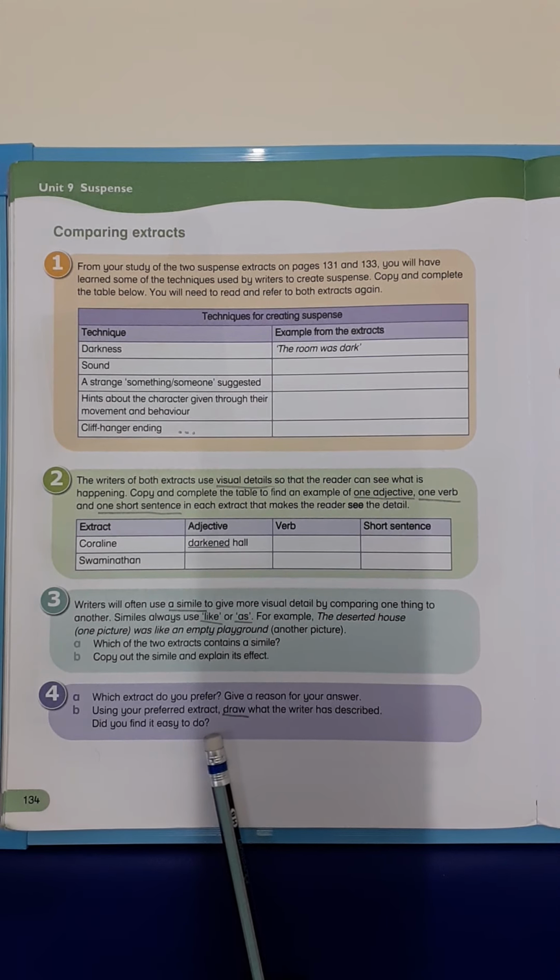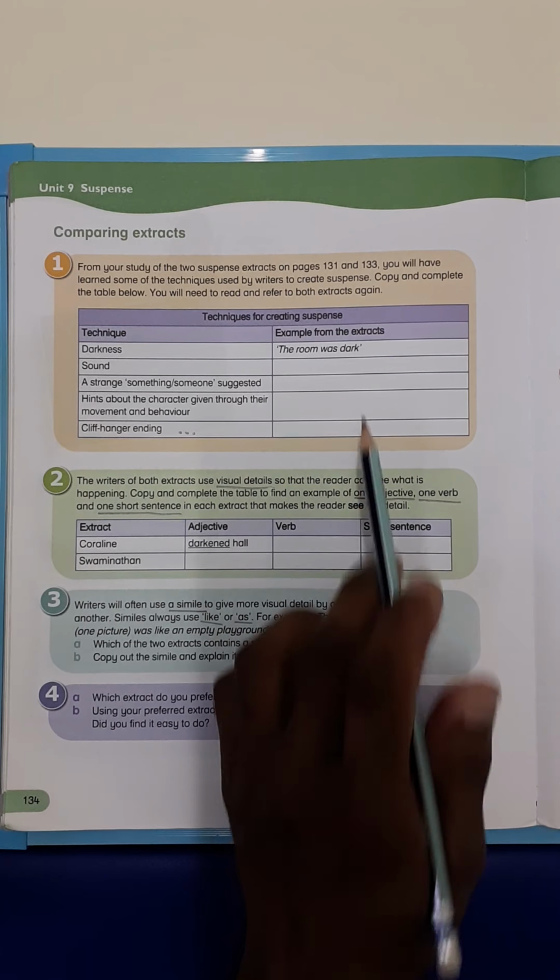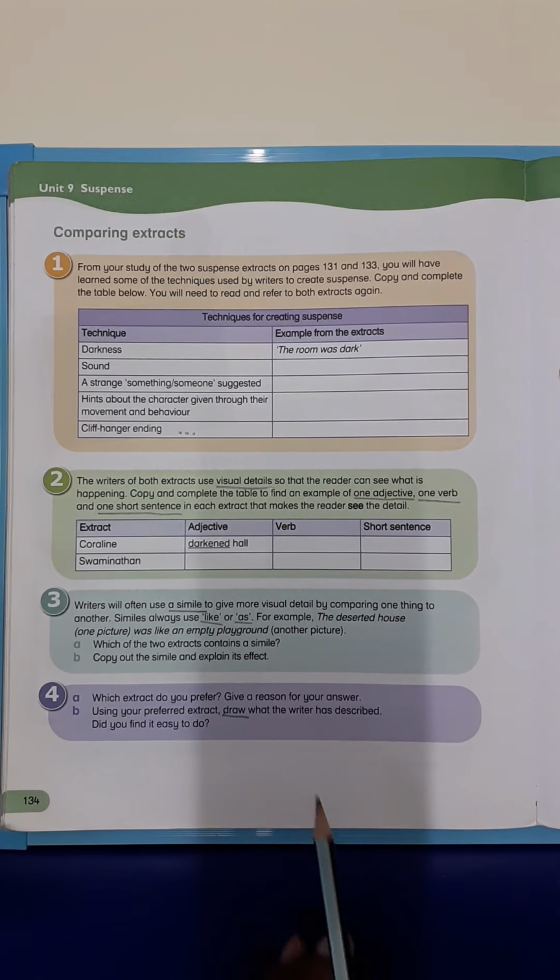So basically, students, you have to answer all these questions. Kindly write all the answers in the English exercise book. Take a photograph and send it to me via Class Dojo. If you have any questions, please send me a message.